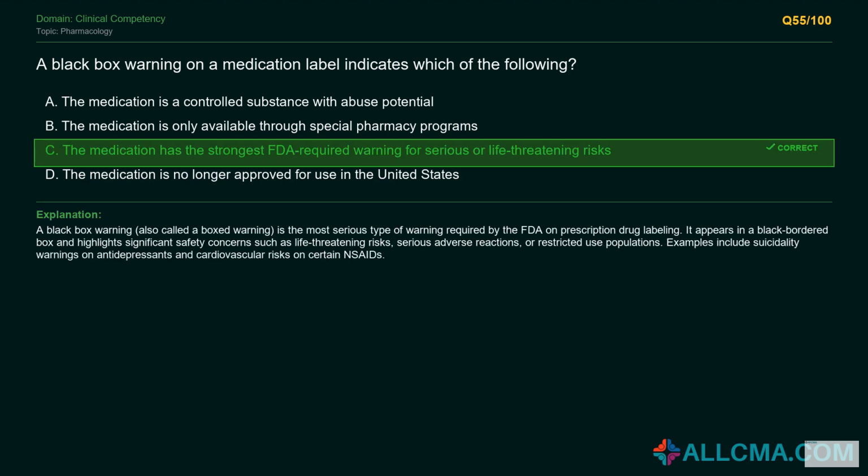The correct answer is C. A black box warning, also called a boxed warning, is the most serious type of warning required by the FDA on prescription drug labeling. It appears in a black bordered box and highlights significant safety concerns such as life-threatening risks, serious adverse reactions, or restricted use populations. Examples include suicidality warnings on antidepressants and cardiovascular risks on certain NSAIDs.